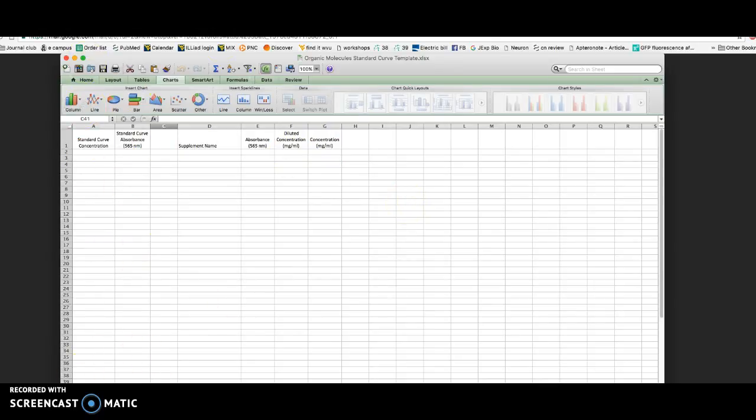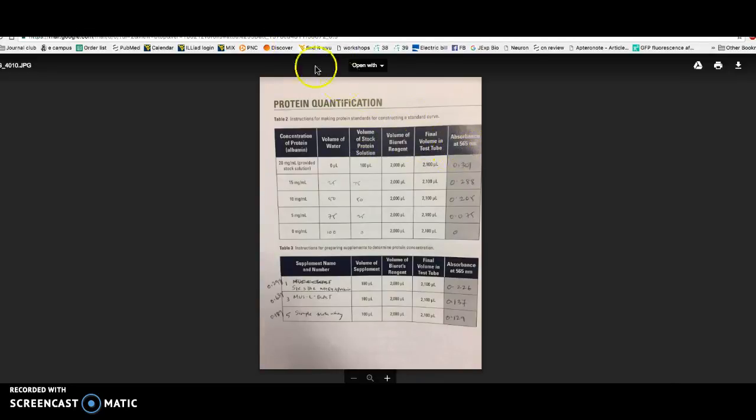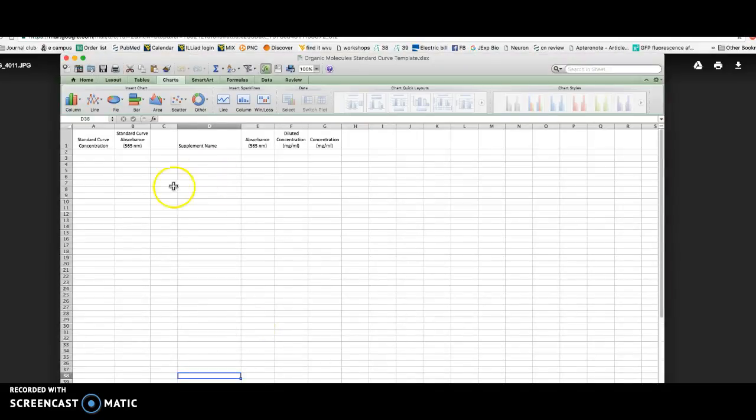So you're going to do the same thing. This is for the protein. If you see here, this is a protein sheet. We're going to do the same thing for the starch. The only thing is they didn't change the wavelength. Let us see the wavelengths here. For protein, we measure at 565, and for starch we measure at 580. So the sheet which has starch should say 580 instead of 565, but that doesn't matter. You're going to do the same thing here. You're just going to plug in the standard curve concentration, right?